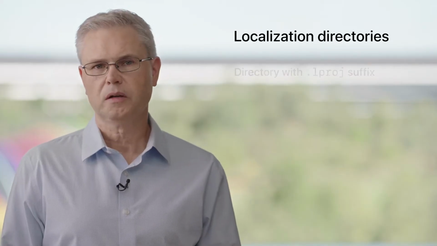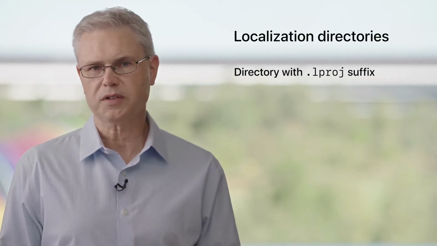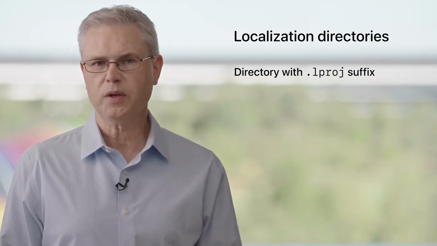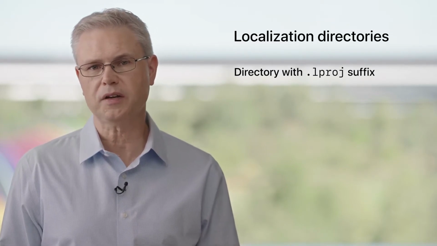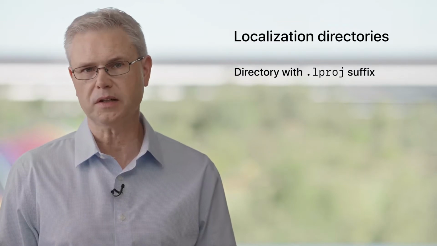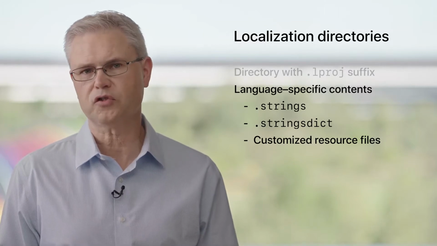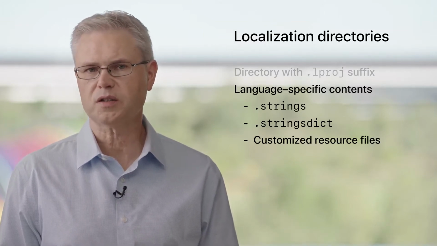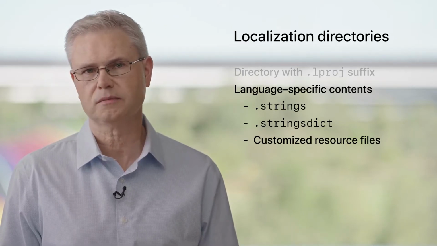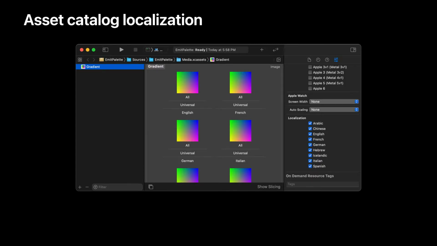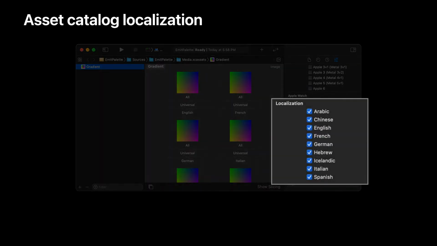As we saw in the demo, a localization directory has an lproj file name suffix. Localization directories can be included in package targets without mentioning them in the manifest because the lproj suffix makes their purpose clear. A localization directory usually contains string files and string dictionary files for translating texts, but it can also contain customized versions of individual resources in the package. It's also possible to localize the contents of an asset catalog. This lets you provide different artwork for specific localizations where that is appropriate. You can learn more about how to do this in the Creating Great Localized Experiences session from WWDC 19.